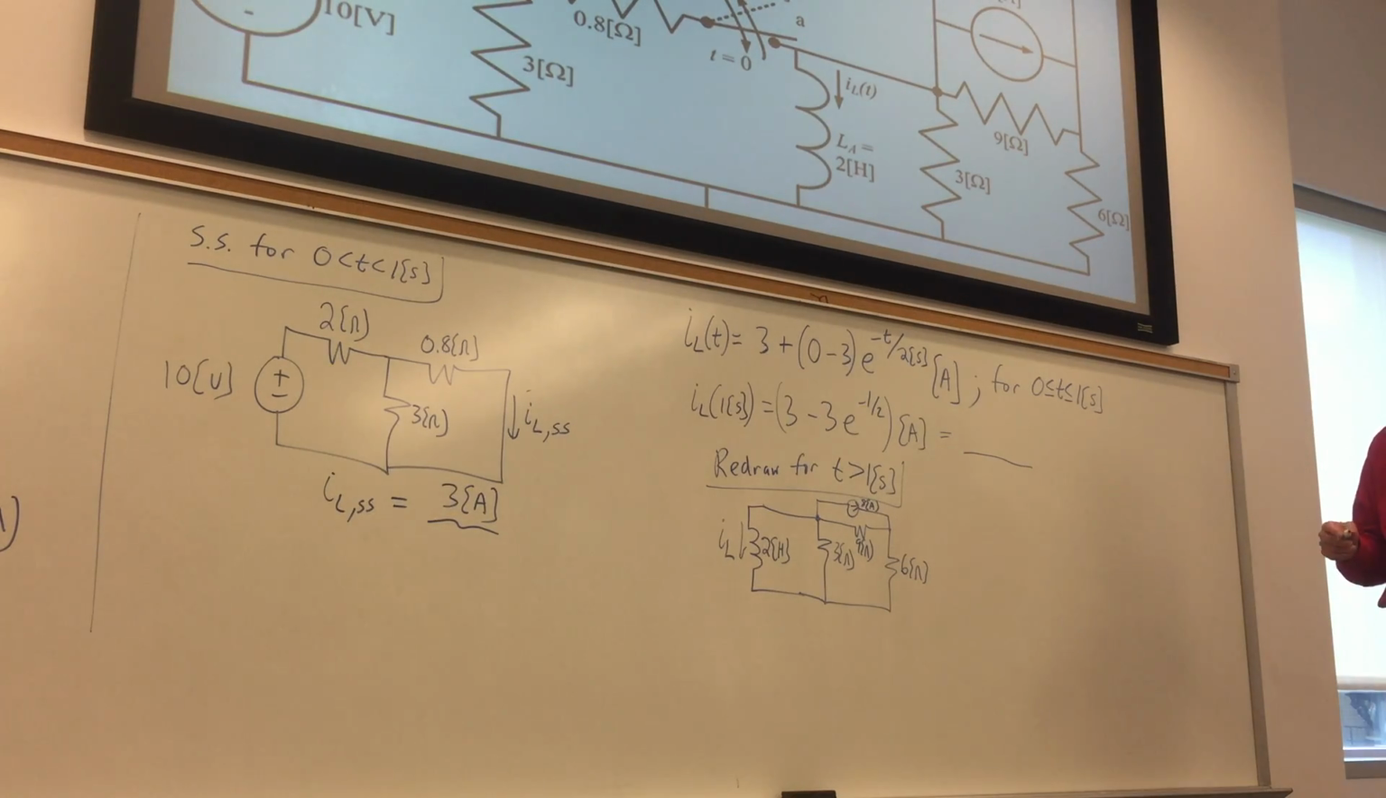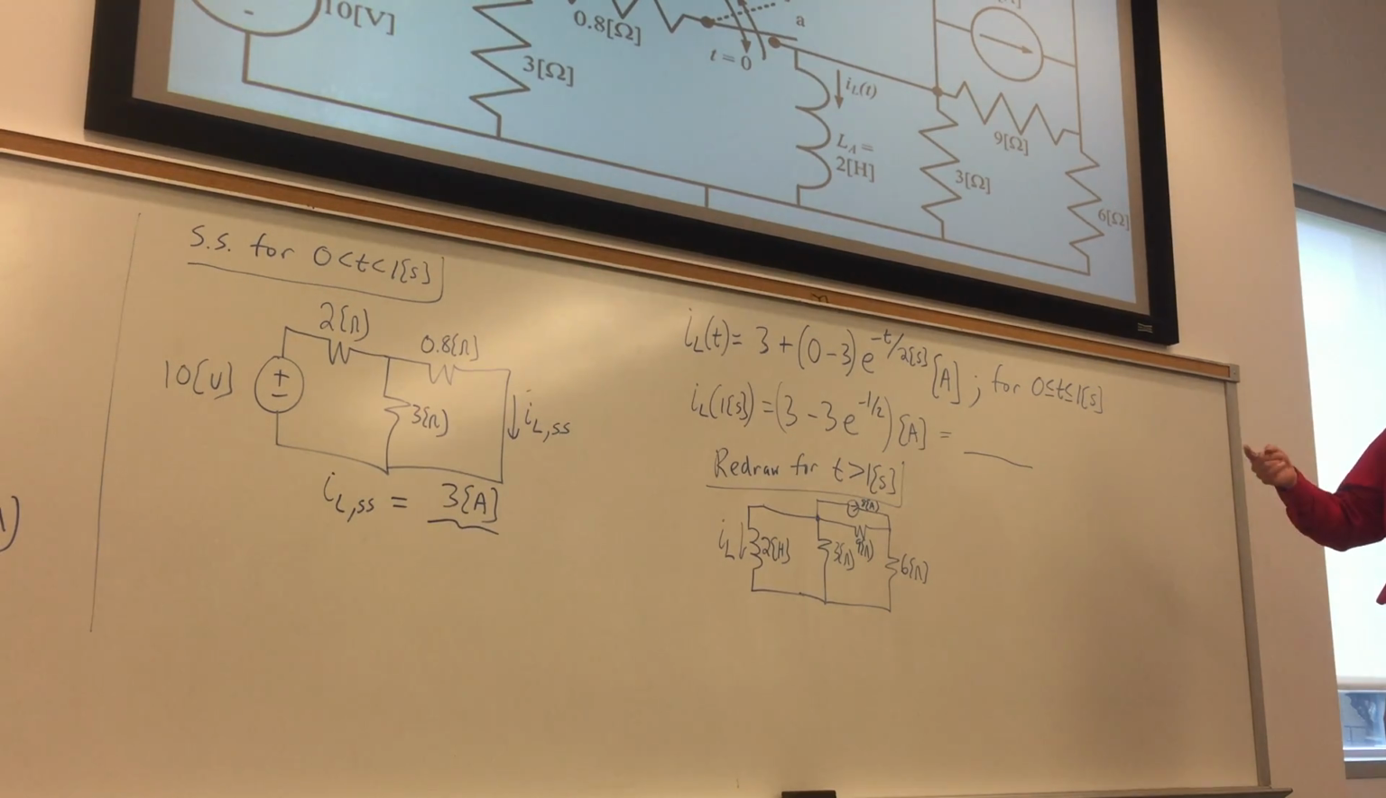And what do we do here? Find the equivalent resistance seen by the inductor. How do we do that? Take the inductor out. Set the independent source equal to 0. Get 15 in parallel with 3. It's going to be 2 point something. Divide that into 2 henries. We're going to get a time constant. Then what are we going to do?